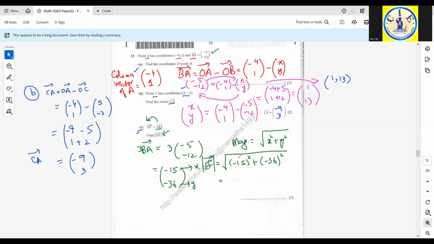15 squared is 15 times 15, that is 225, and for 36, 6 6s are 36, 6 3s are 18 and 3, 21, 3 6s are 18, 3 3s are 9 and 1, 10. So this is 1296. Adding them up with 225, 1521.